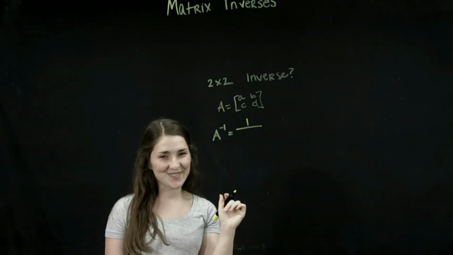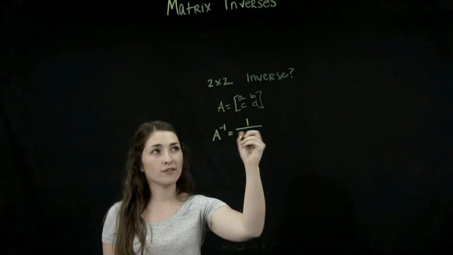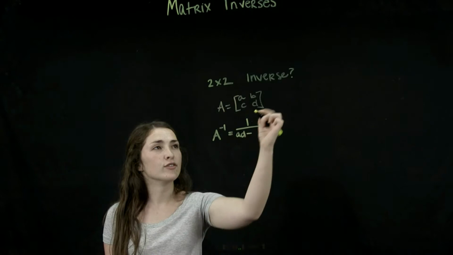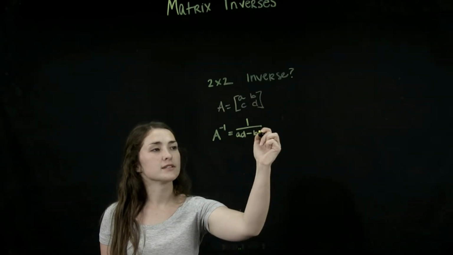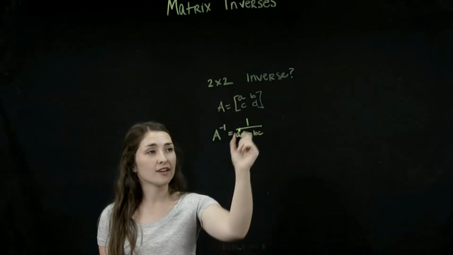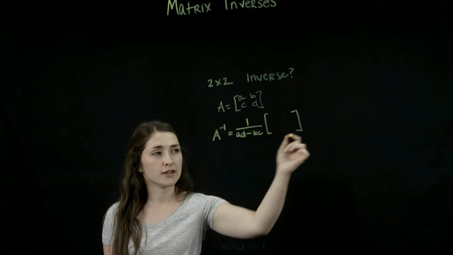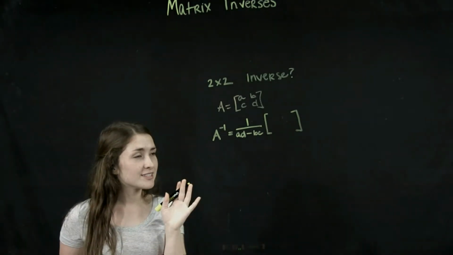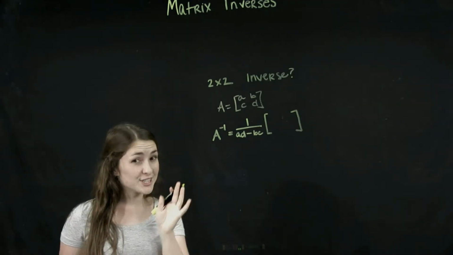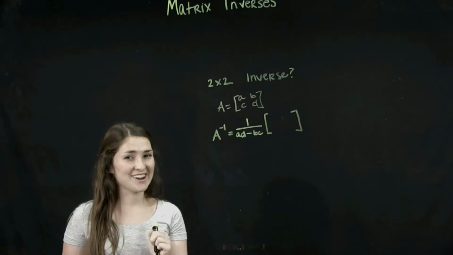Okay, so here's our formula. We're going to take the product of the diagonal going down, which is AD, and we're going to subtract the product of the diagonal going up, BC. This scalar is actually just going to be multiplying our matrix. But I have a little secret to tell you. This denominator here, that's called the determinant. We're going to get there soon, so get excited for more exciting things to come in linear algebra.